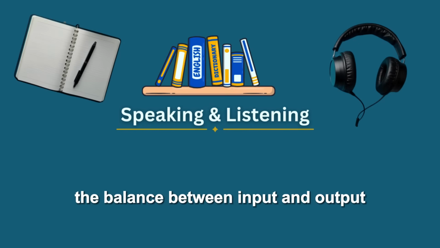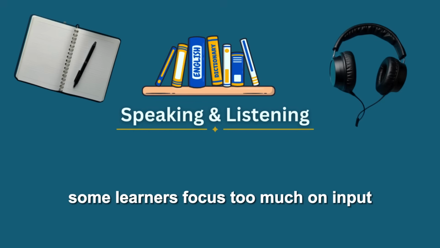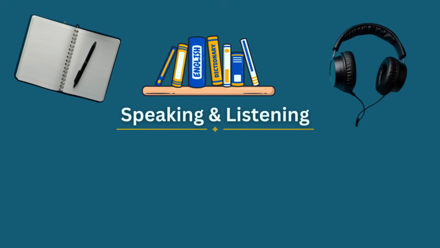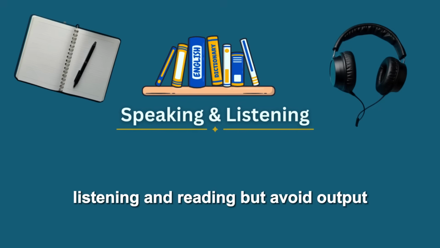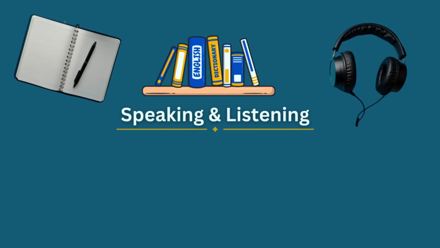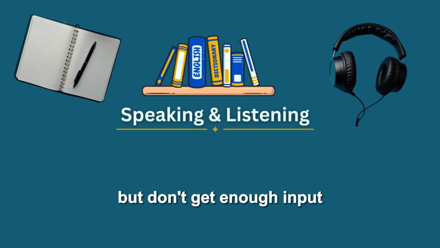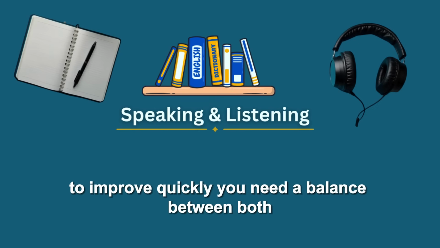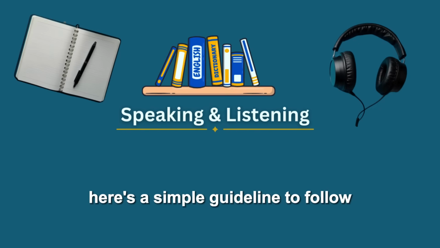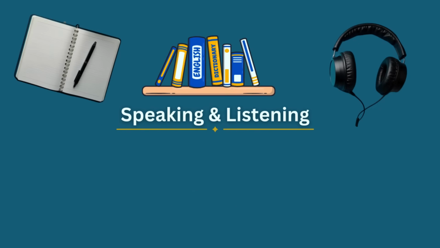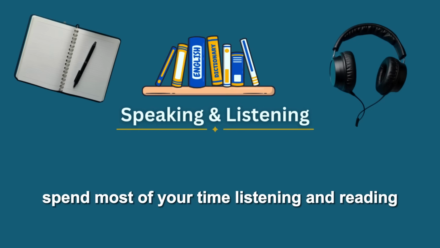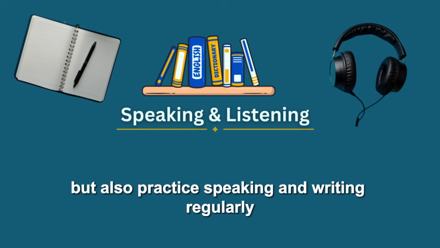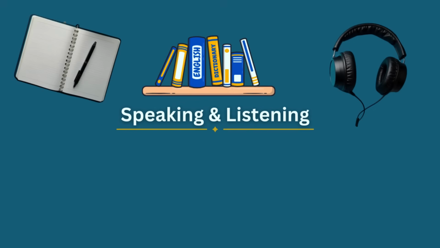The balance between input and output. Some learners focus too much on input, listening and reading, but avoid output, speaking and writing. Others try to speak and write a lot, but don't get enough input. To improve quickly, you need a balance between both. Here's a simple guideline to follow. 70% input, 30% output. Spend most of your time listening and reading, but also practice speaking and writing regularly.